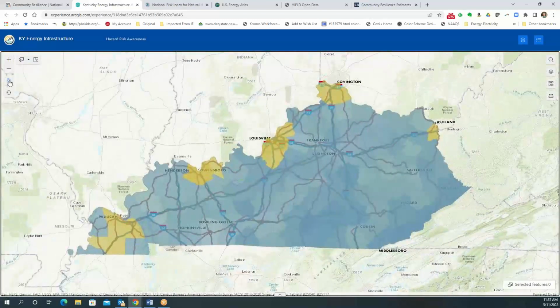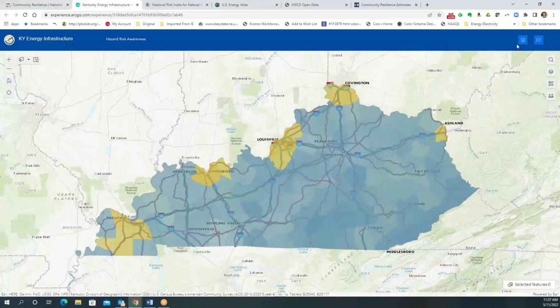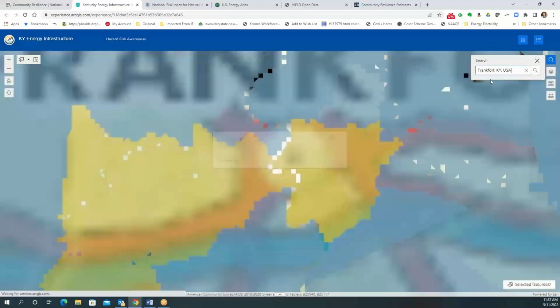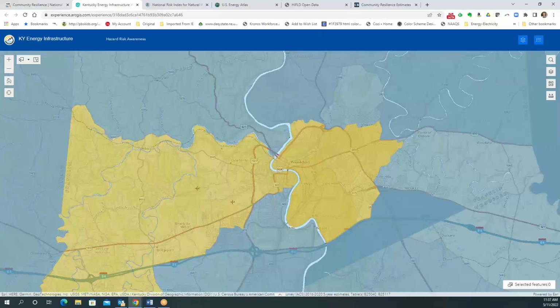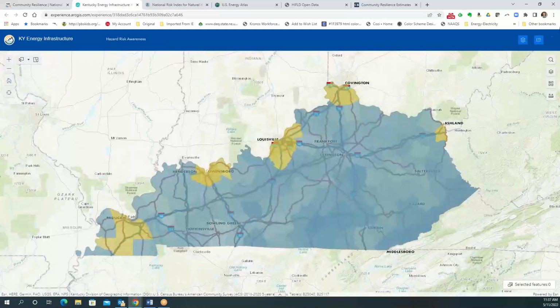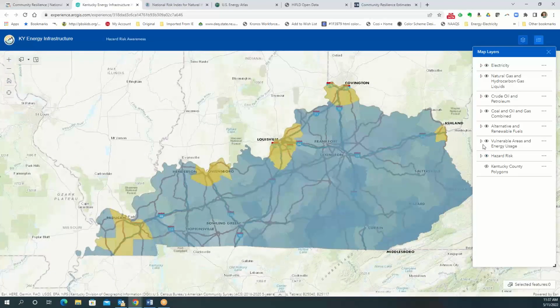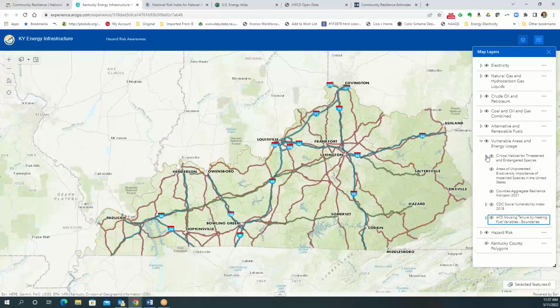And so we'll zoom, and you can always click the home button to recenter. And then if we did want to search an area of the state, with the spyglass I'm going to look at Frankfort, Kentucky. And it zooms right in. And so at Frankfort, we can see we have electricity and natural gas used for home heating. Going back to home, we recenter, and our map layers, I'm going to turn that off.